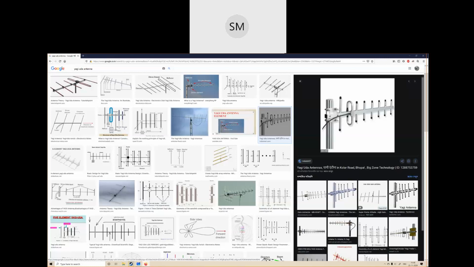The black bar is not an element. The black bar is this one. It is a structure on which the antenna rests. Is it clear, Niloy? From this photo, is it clear?